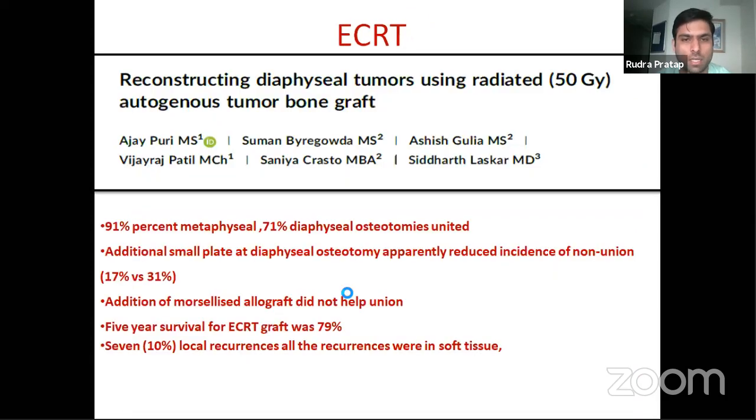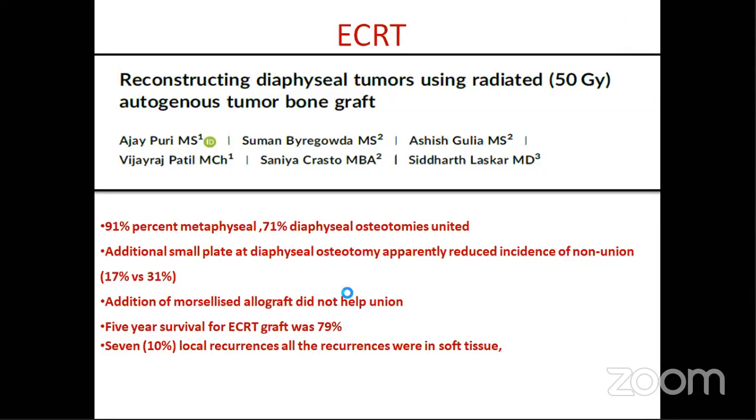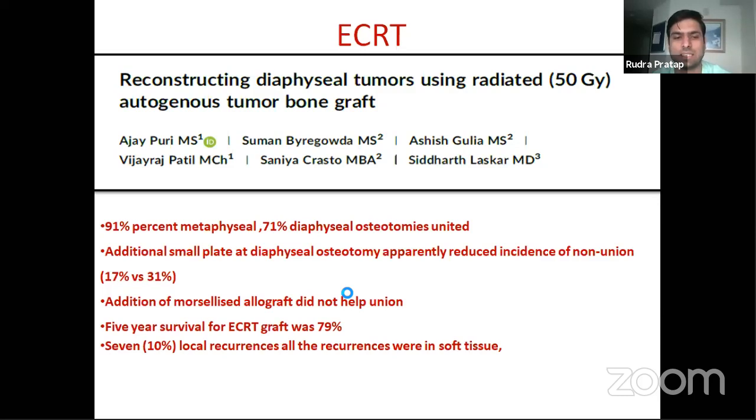So in a study of about 70 patients, we found that about 91% of metaphyseal osteotomies united and 71% of diaphyseal osteotomies united. Adding a small plate at the diaphyseal osteotomy apparently reduced the incidence of non-union from 31 to 17%. Addition of morselized allograft did not help in union. The 5-year survival of the ECRT graft was found to be 79%. In 7 patients, we observed a local recurrence, but all these recurrences were in soft tissue, not arising from the irradiated bone.